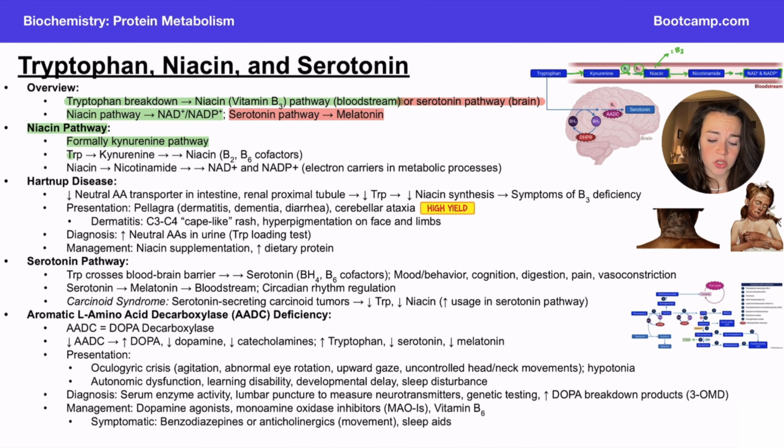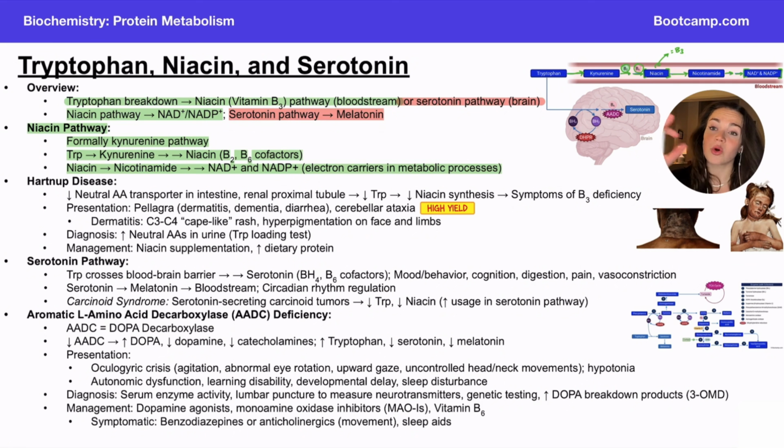Know that tryptophan turns into kynurenine, which eventually will become niacin through a series of reactions that are mediated by the cofactors vitamin B2 and vitamin B6. Once we have our niacin, if we're going to continue to break down that niacin and follow the pathway along, we'll turn the niacin into nicotinamide and eventually turn it into NAD+ or NADP+. And remember, those are electron carriers for different metabolic processes across the body. So there's the pathway, not too exciting on the surface.